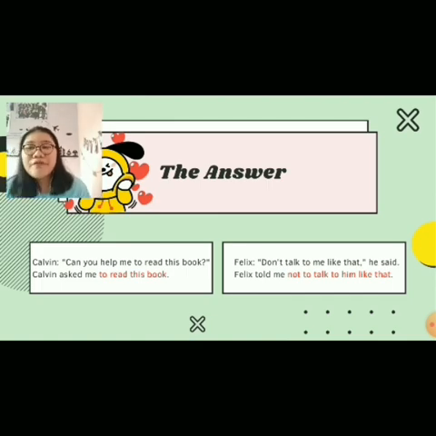Okay, so the answer for the first one, when Calvin said, can you help me to read this book? The reported request is Calvin asked me to read this book. And for the second sentence, when Felix said, don't talk to me like that, the reported request is Felix told me not to talk to him like that. Okay, do you get it? I hope you get it.